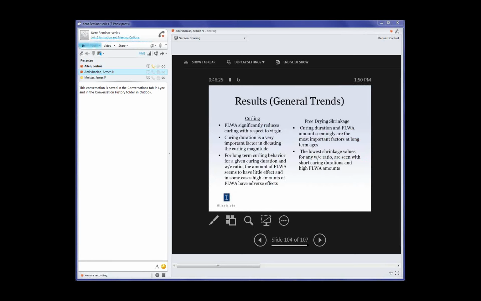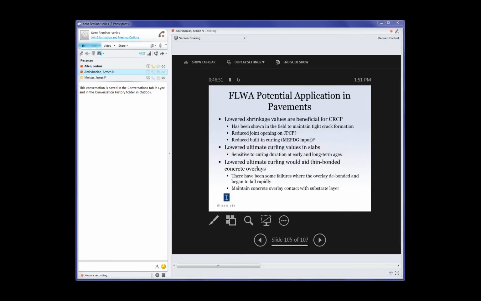Okay. Results, general trends, sort of beating a dead horse here. It does reduce the curling with respect to virgin, especially if you look at only longer curing durations. Longer drying duration. Curing duration is a very important factor. It affects the magnitude greatly. Similar things with the free drying shrinkage.